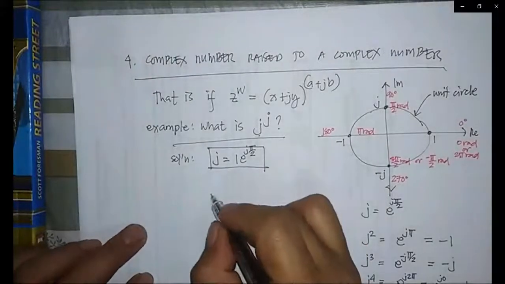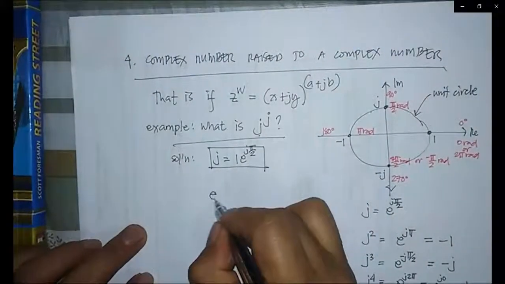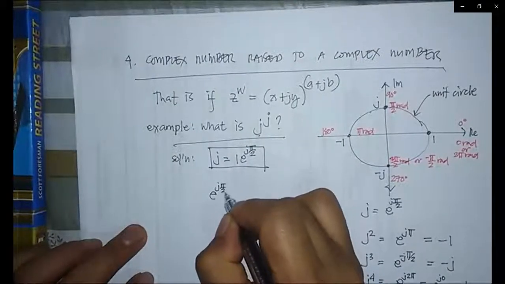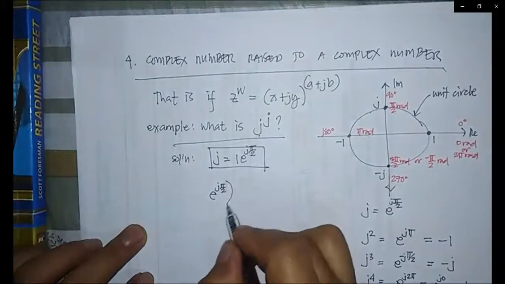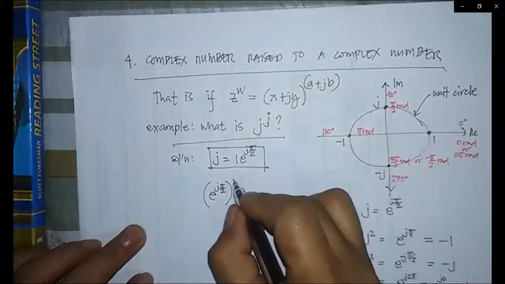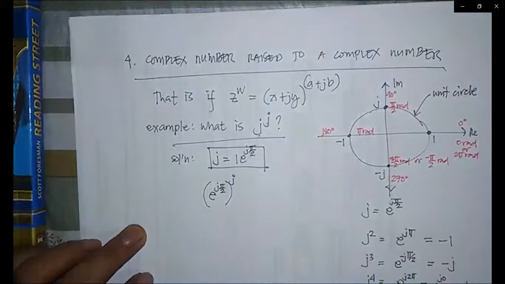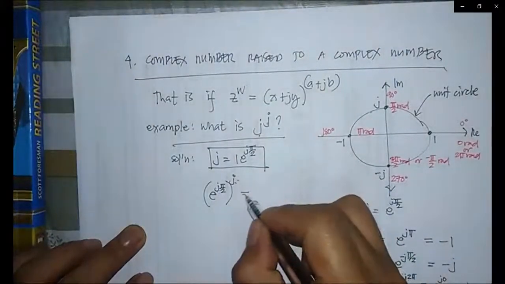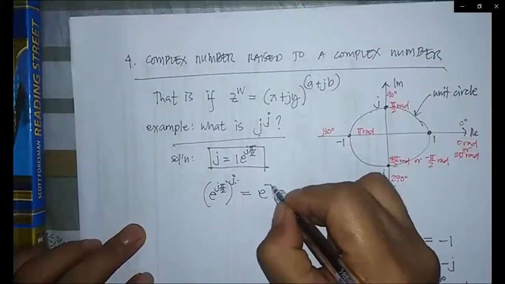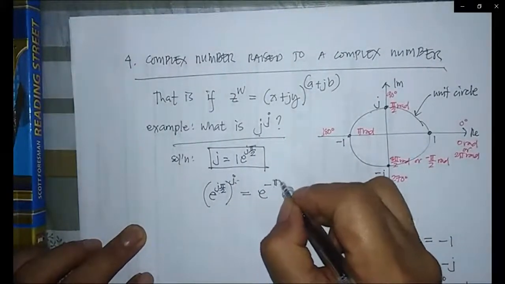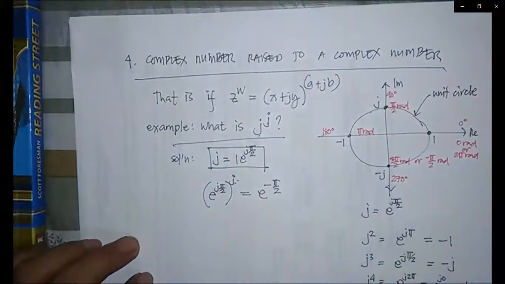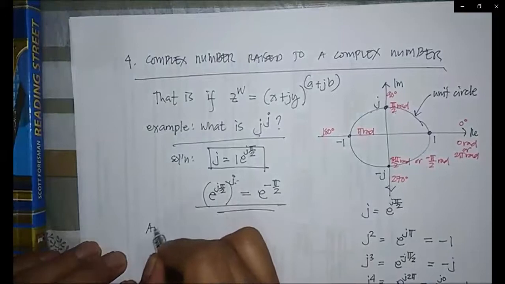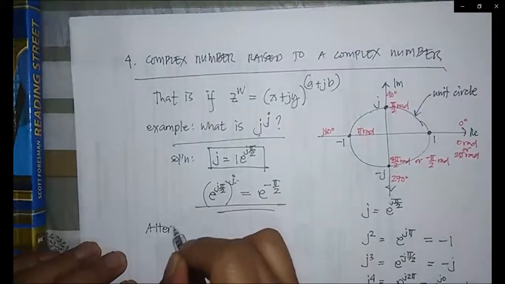Now, to solve this problem, we change j to e raised to j pi over 2. That's your j raised to j. When an exponent is raised to another exponent, they will be multiplied. So j and j becomes negative 1. That means it is equivalent to e raised to negative pi over 2. That is a simple solution.